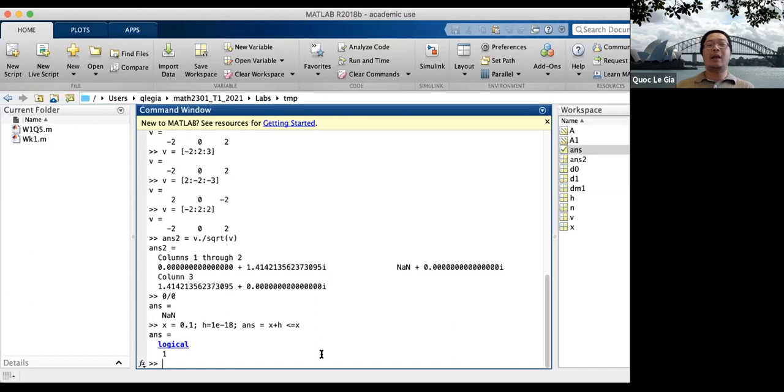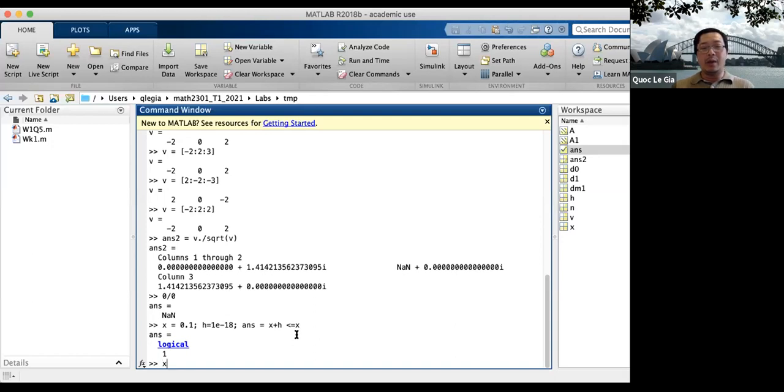Yes, h is less than epsilon. So remember the story about epsilon. Epsilon is the gap between 1 and the next number. And here, because h is so small, it's less than epsilon, so this is rounded to 0. So MATLAB interprets this like x plus 0. Is it less than or equal to x? And the answer is yes, because it's still equal to x.